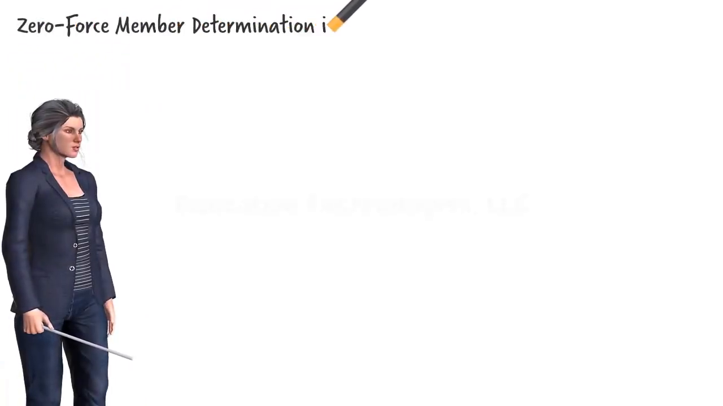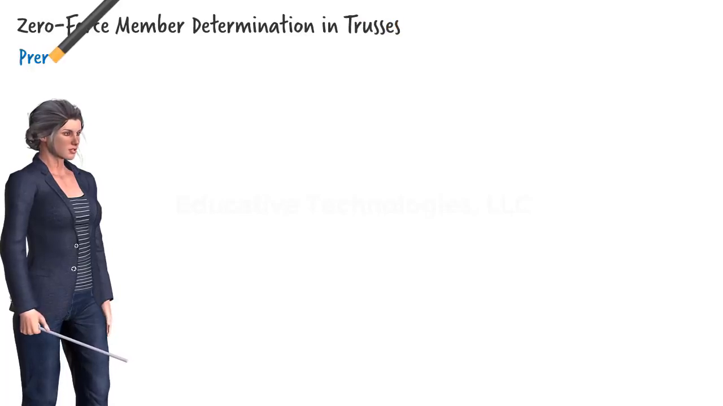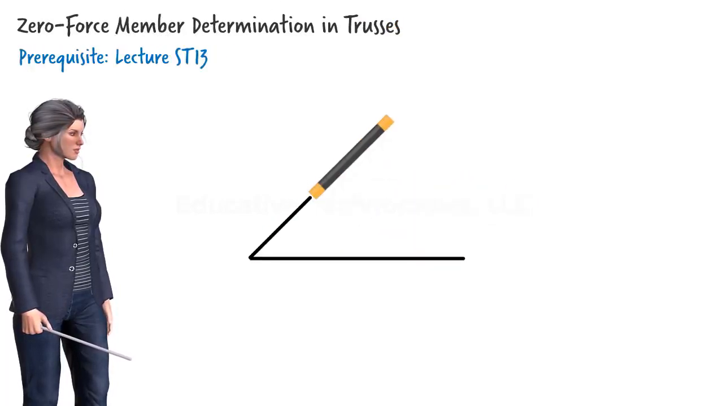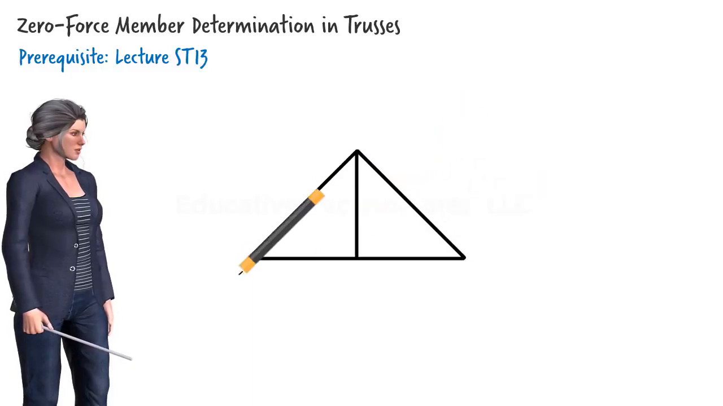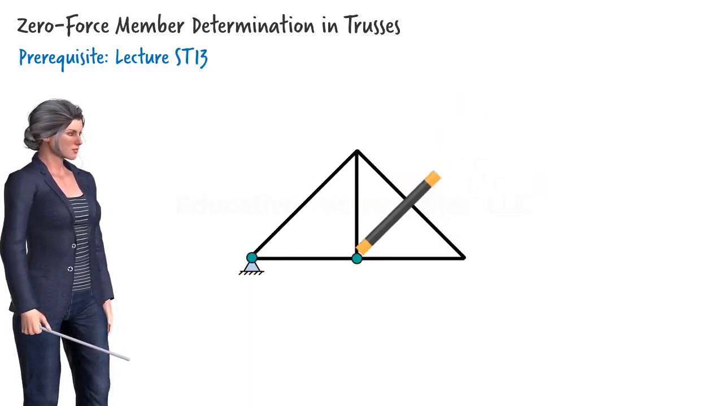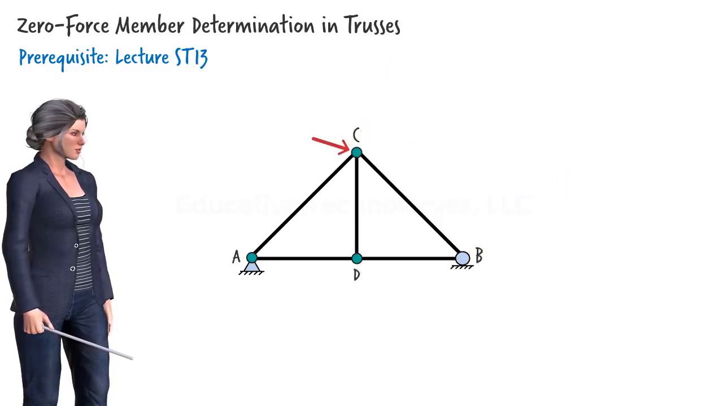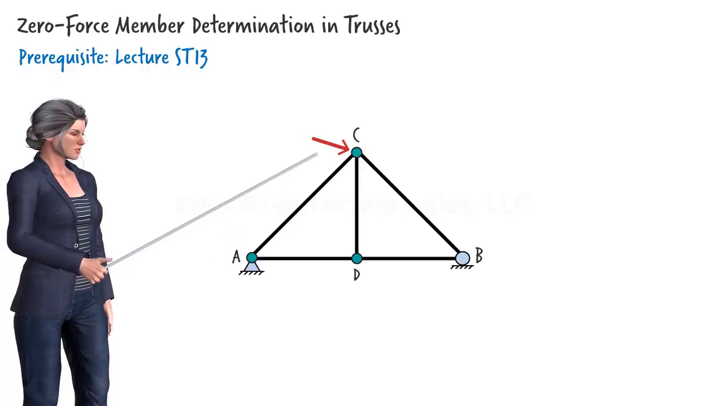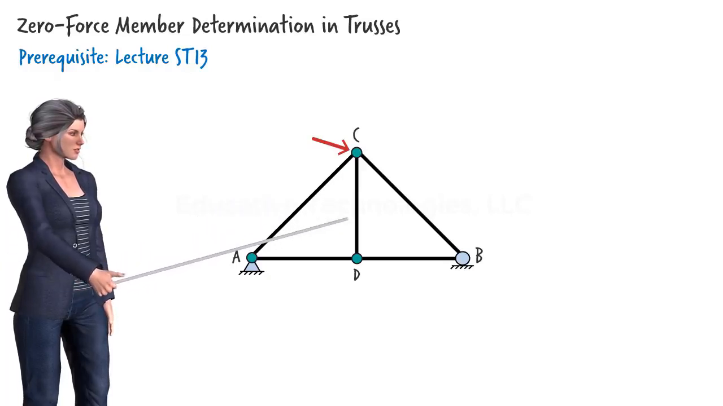In Lecture ST13, we introduced the method of joints for analyzing determinate trusses. We learned that truss members carry tensile and compressive forces only. Interestingly, in a typical truss structure, depending on its geometry and the location of the applied load, some of the members may carry no axial force. We call them zero-force members. For example, in this truss, if the only load on the structure is located at joint C, CD becomes a zero-force member.